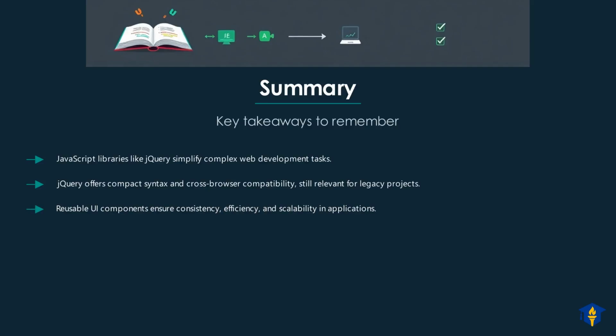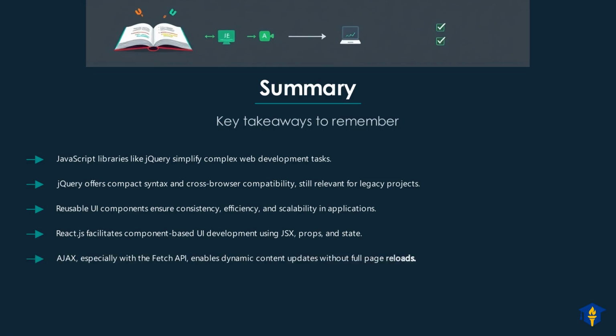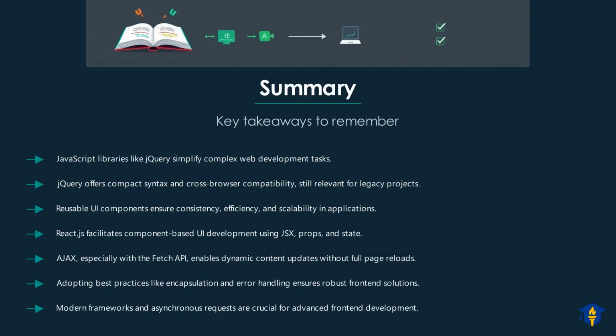Reusable UI components ensure consistency, efficiency, and scalability in application development, simplifying maintenance. React.js facilitates component-based UI development, leveraging JSX, props, and state for dynamic interfaces. Ajax, particularly with the Fetch API, enables dynamic content updates without full-page reloads, improving user experience. Adopting best practices like encapsulation and robust error handling ensures the creation of reliable front-end solutions. Modern frameworks and asynchronous requests are crucial for advanced front-end development, enabling rich and interactive user experiences.